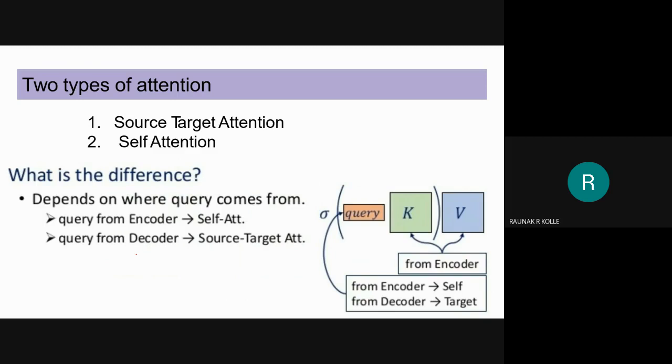There are two types of attention: source target attention and self-attention. What is the difference between these two? It depends on where the query comes from. If the query comes from the encoder, it is self-attention. And if the query comes from the decoder, it's source to target attention.